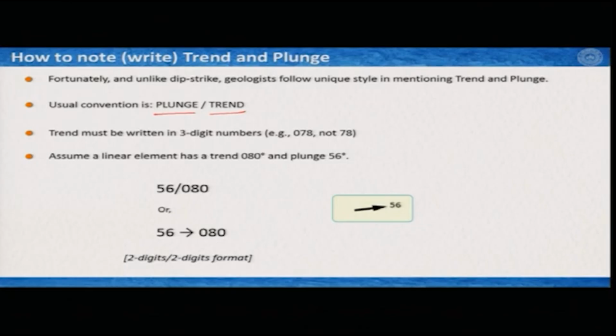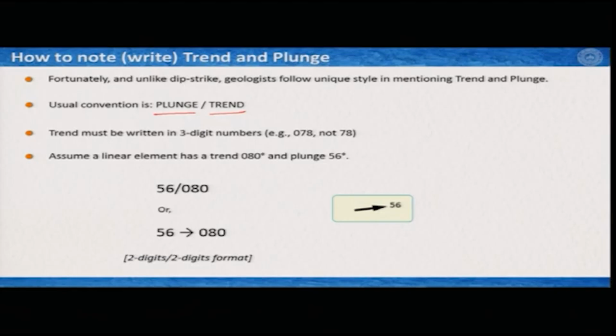That means if you have to write strike, then you always write in 3 digits. That means if your trend direction is 78 degrees, you do not write it as just 78, you write it as 078. This is simply because trend is measured on the horizontal plane, this is azimuth. So, it is better you write this in 3 digits.